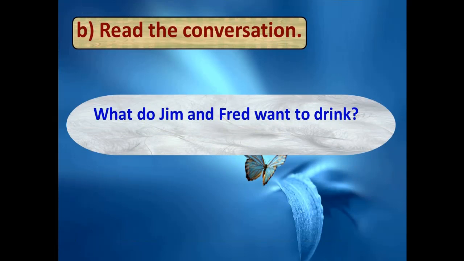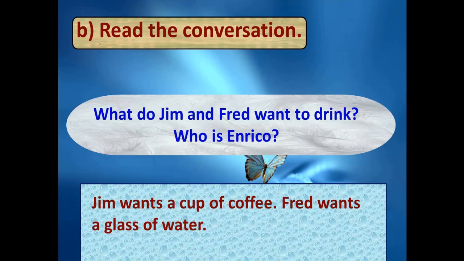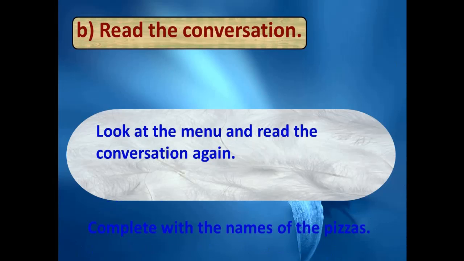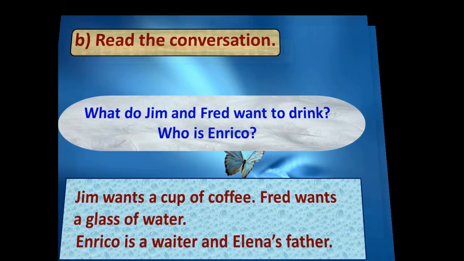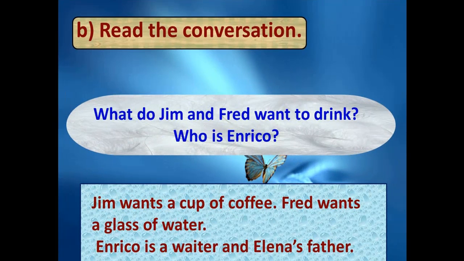Now we have a conversation, and I want you to read the conversation. Before reading and listening to this conversation, I have some questions. What do Jim and Fred want to drink? Who is Enrico? Now, let's see. Look at the menu and read the conversation again. Complete the names of the pizzas. Let's go back here.